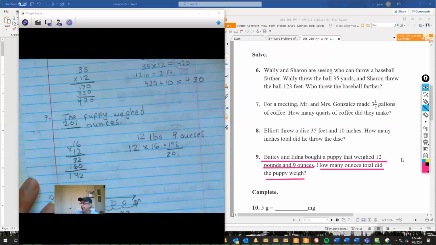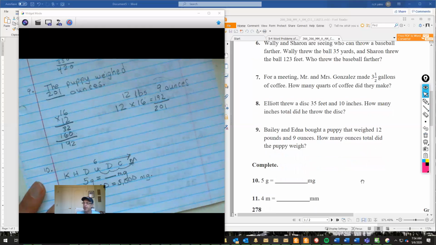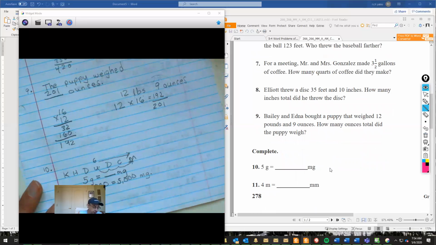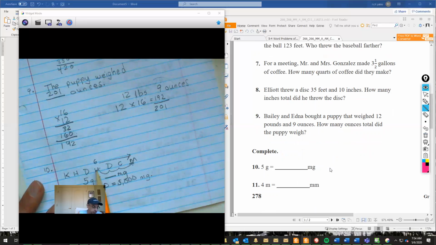Let's move on down to number 10 now. On this one, we're going to be doing some more conversions. This time we're doing conversions into metric units of measurement, which is actually a lot easier because now I can use the King Henry died unexpectedly drinking chocolate milk. So what I'll do is look at the first one, number 10. I'm taking 5 grams and converting it into milligrams. So I write out my King Henry died unexpectedly drinking chocolate milk.